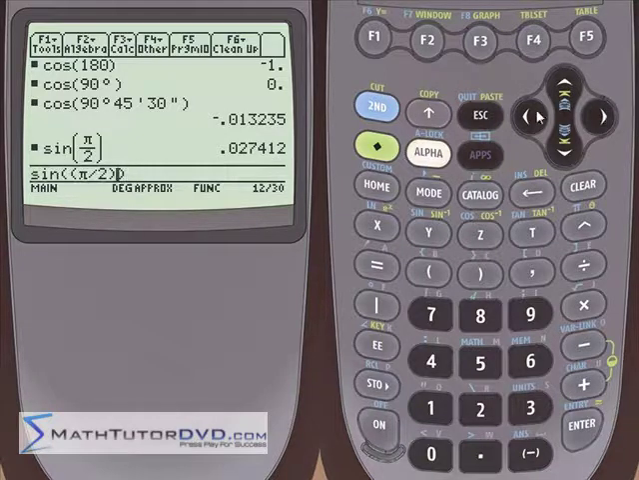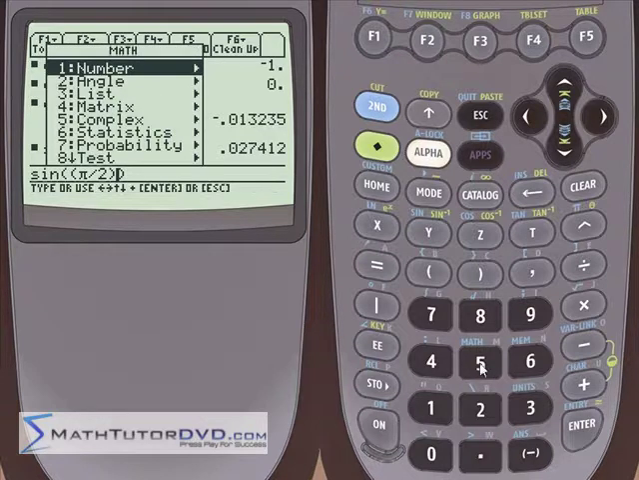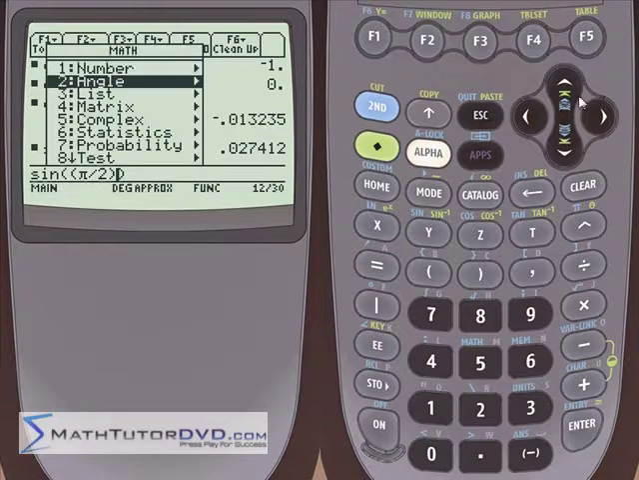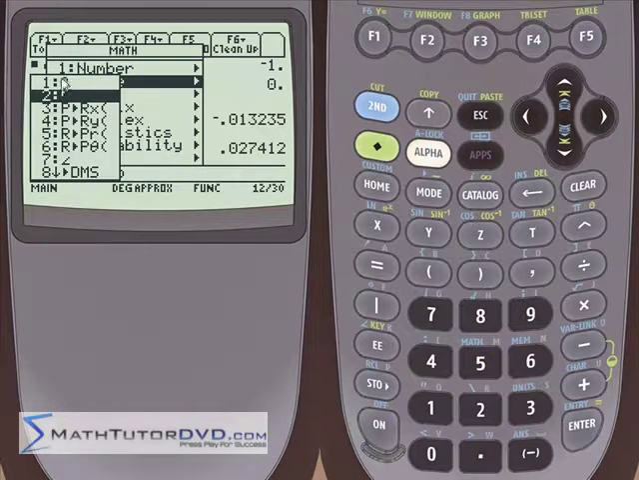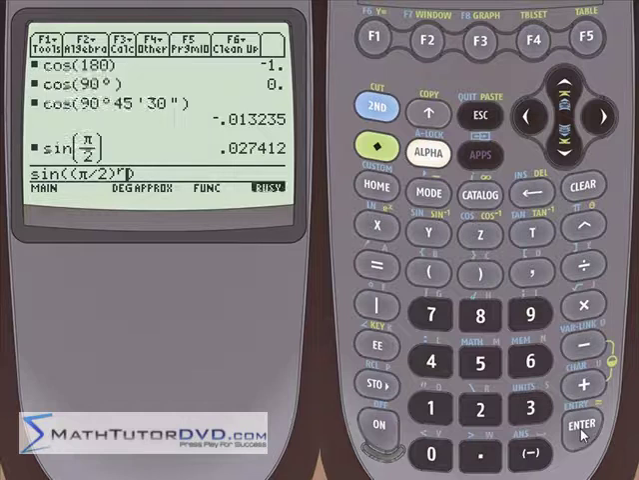Now, if I go back in here, notice I wrapped the pi over 2 in its own parentheses. That's very important. If I go into the math menu, second function math menu, go into the angle flyout, notice the degree bubble is also an option up here, which is also a second function on the keyboard. We already use that. But this second one here is the radian indicator. So I'll hit enter here.